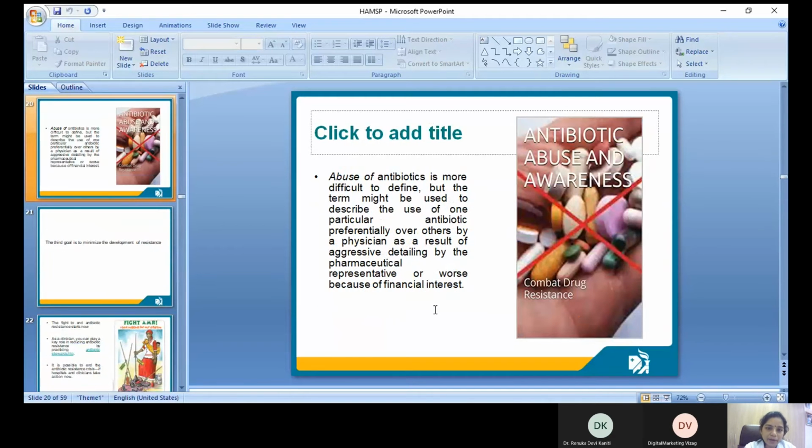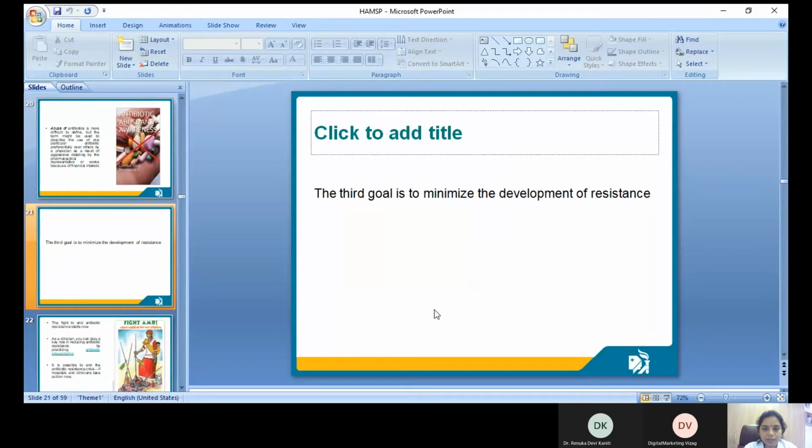And coming to the abuse of antibiotics, it is more difficult to define, but the term might be used to describe the use of one particular antibiotic preferentially over the other by a physician or as a result of aggressive detailing by the pharmaceutical representatives. And the third goal is to minimize the resistance to antibiotics.